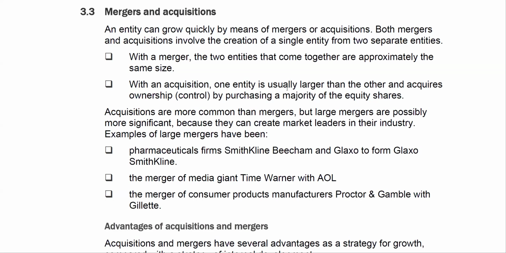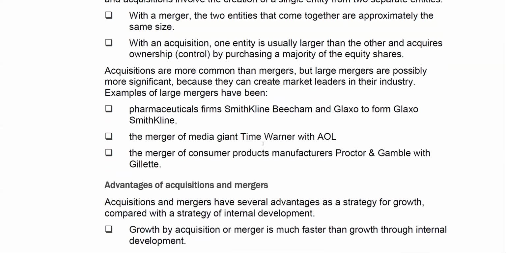But with an acquisition, one entity is usually larger than the other and acquires ownership or control by purchasing a majority of the equity shares of the smaller one, which is the target, right? So we have the predator company and the target company, or the prey. Acquisitions are more common than mergers, but large mergers are possibly more significant because they can create market leaders in their industry. Examples of large mergers include pharmaceuticals like SmithKline Beecham and Glaxo to form GlaxoSmithKline, the merger of media giant Time Warner and AOL, and the merger of consumer products manufacturers Procter & Gamble with Gillette.